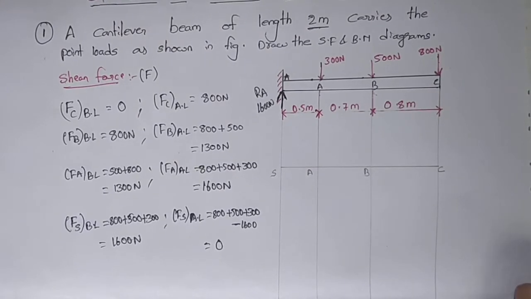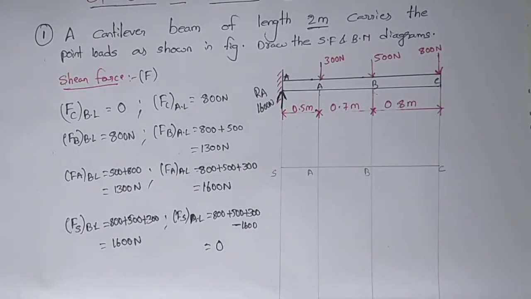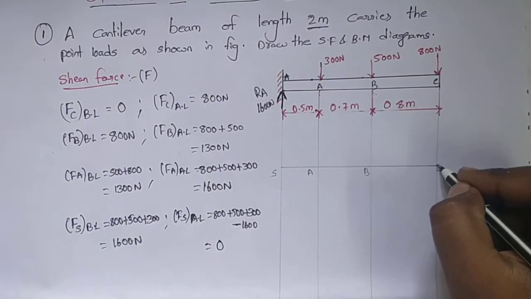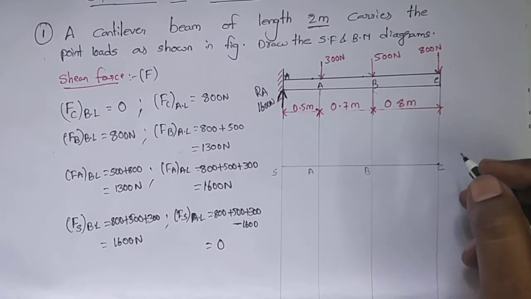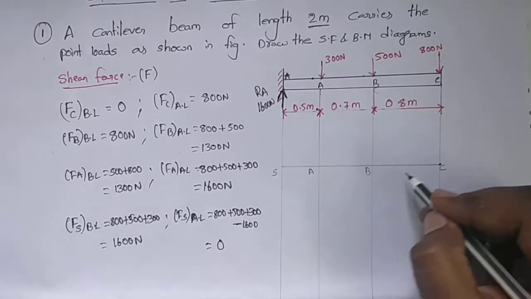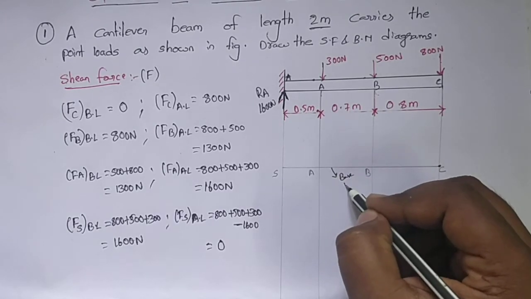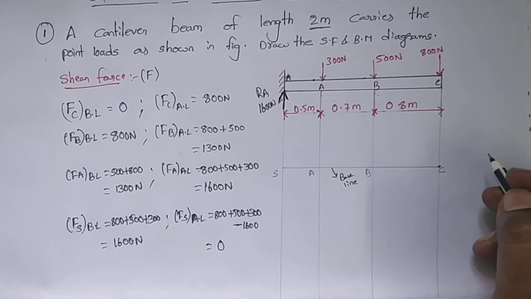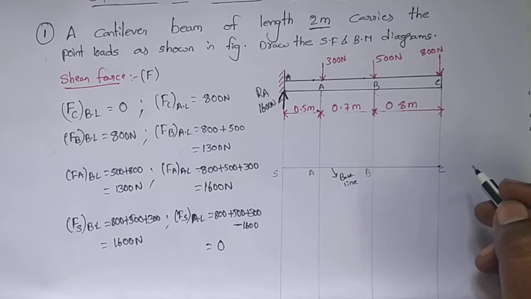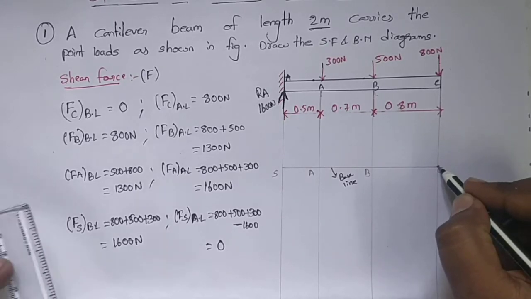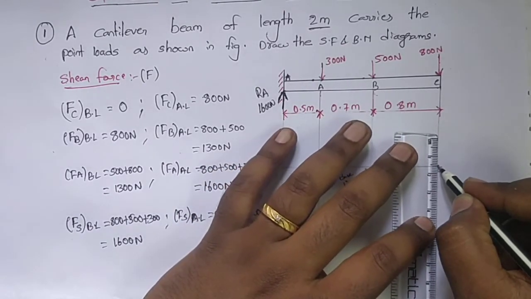Next, shear force at point C before load, that is 0. Before load is 0. After load, that is 800 newtons. 800 newtons is positive, so this line is known as the baseline. If positive values, we need to draw above the baseline. Negative values, we need to draw below the baseline. Here at point C after load is 800 newtons.